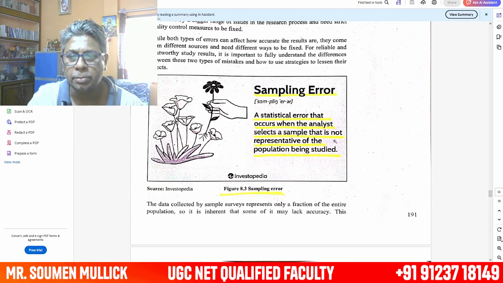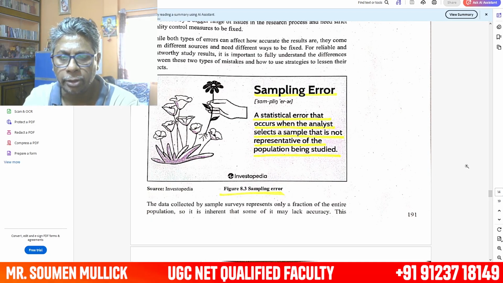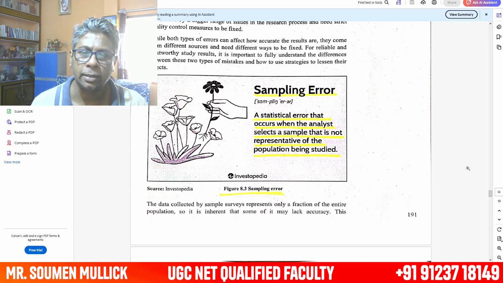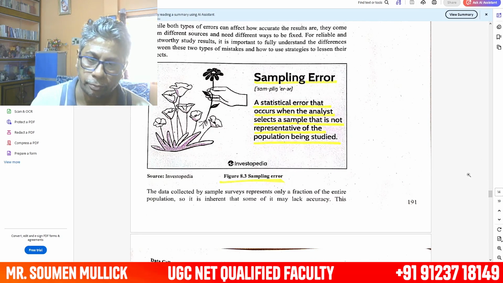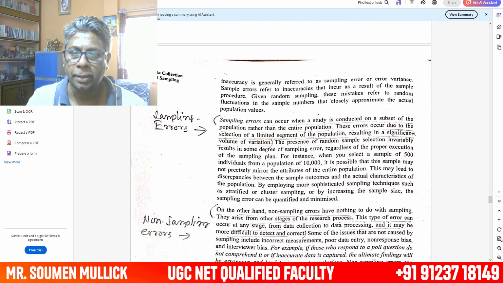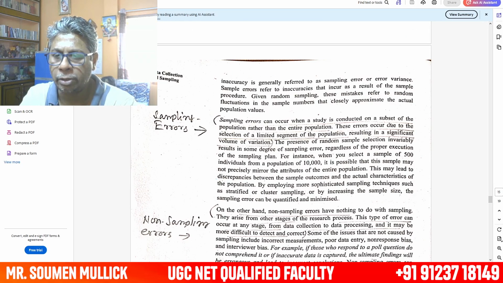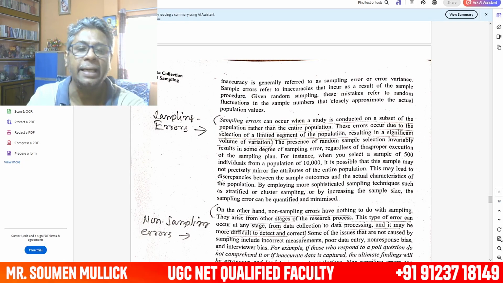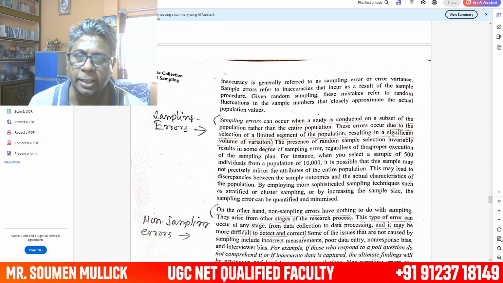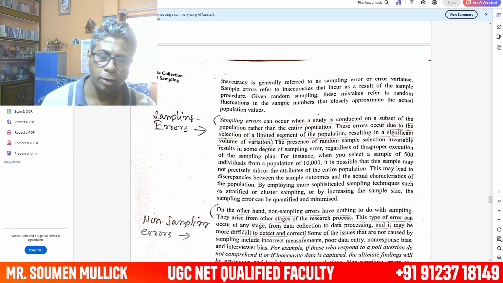The sampling error basically is a statistical error that occurs when analysts select a sample that is not representative of the population being studied. So sampling error occurs when the study is conducted on a subset of the population rather than the entire population. This error occurs due to the selection of a limited segment of the population, maybe resulting in a significant volume of variance.